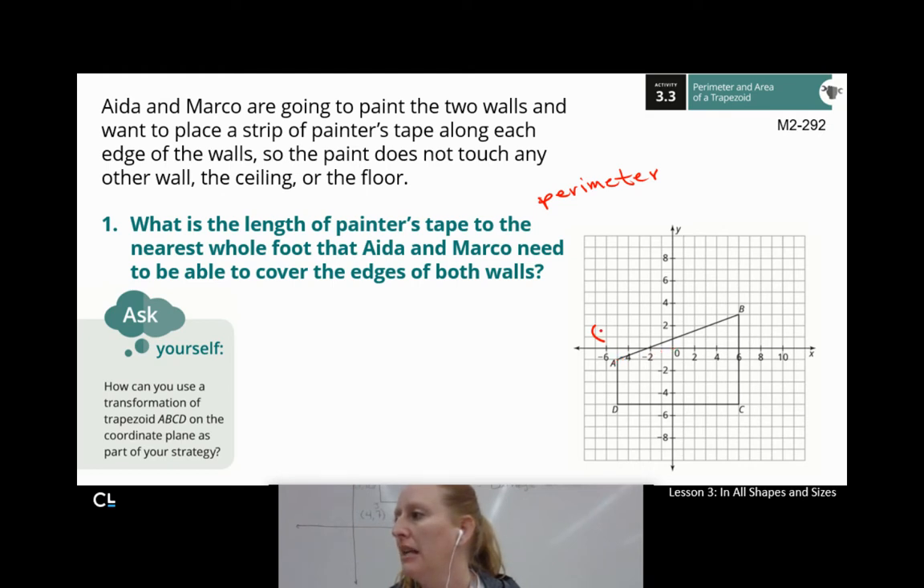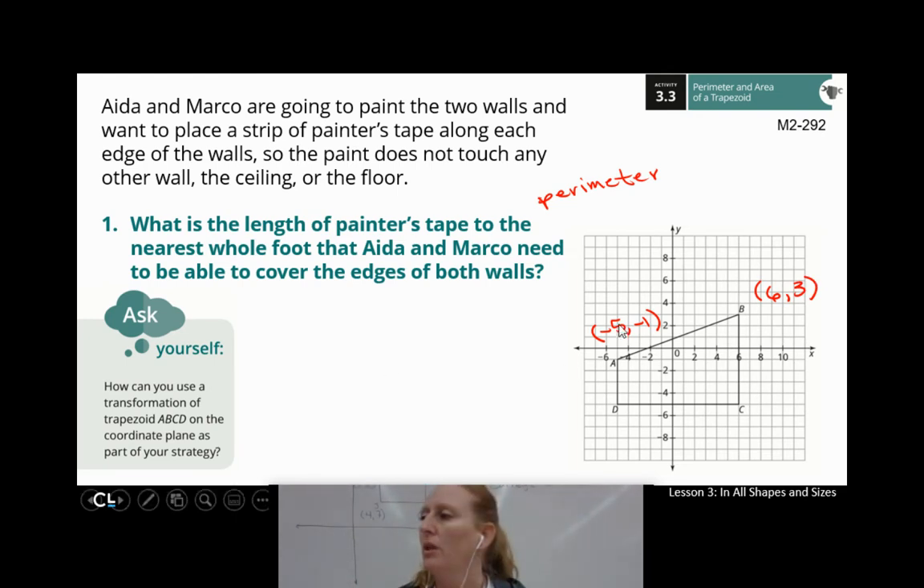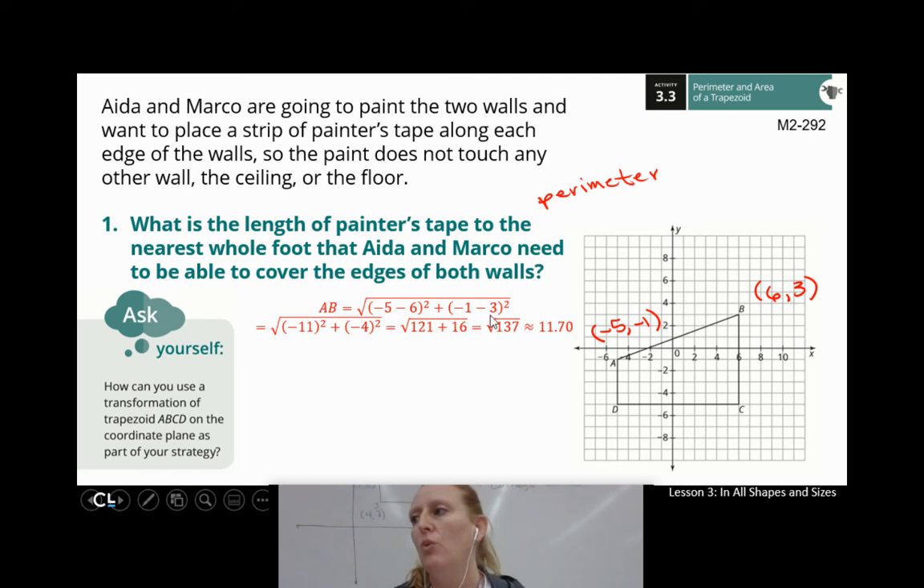It looks like A is at (-5, -1), and it looks like B is at (6, 3). I feel like that's a good height. So let's do some distance formula. We'll subtract our x's: -5 minus 6, -1 minus 3. -5 minus 6 is -11. -1 minus 3 is -4. If we square them, we get 121 and 16. Together, that's 137. And the square root of that is about 11.70-ish, roughly. And we'll worry about rounding in a little bit.